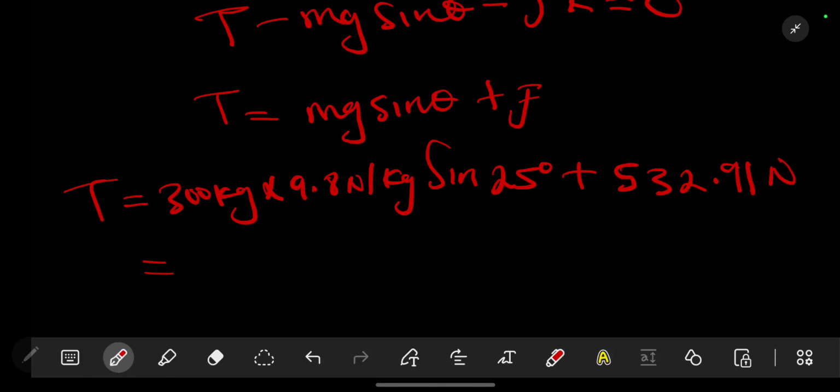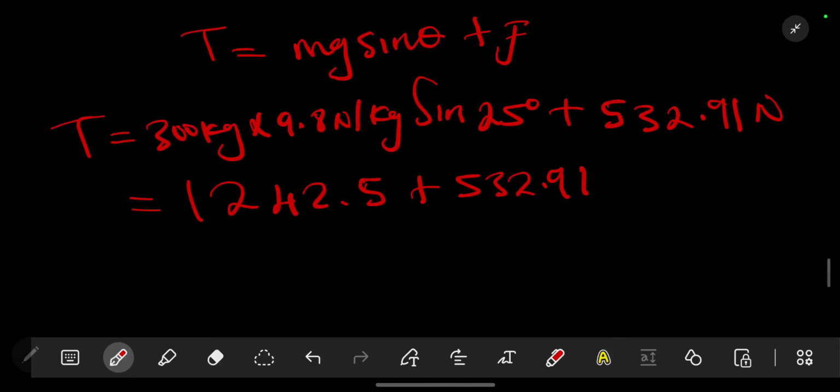So we have 300 times 9.8 times the sine of 25. This gives us a value of 1242.5 plus our 532.91. If we add these two, the tension is equal to 1775.41. Oh sorry, tension is a force, so we have newtons.